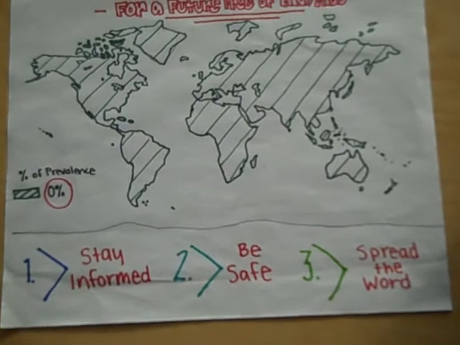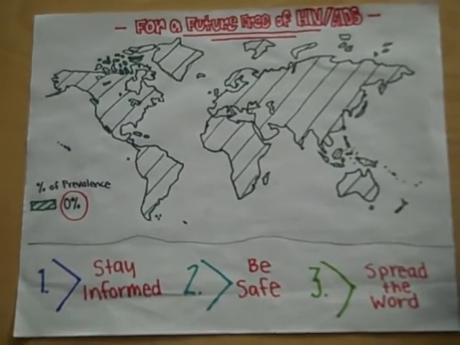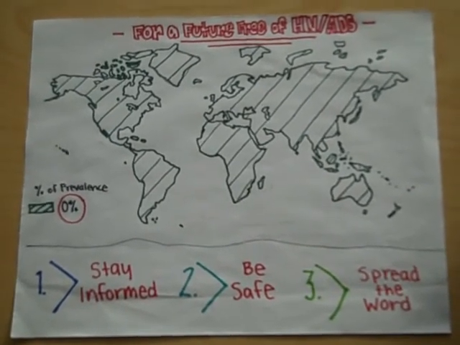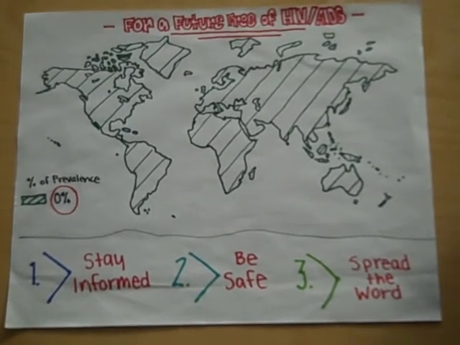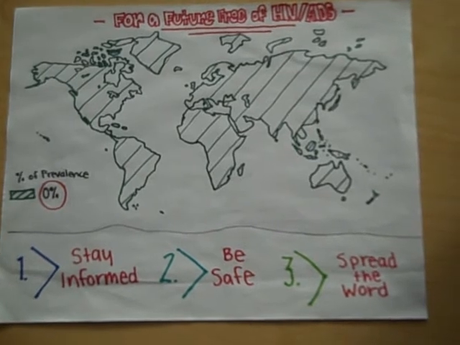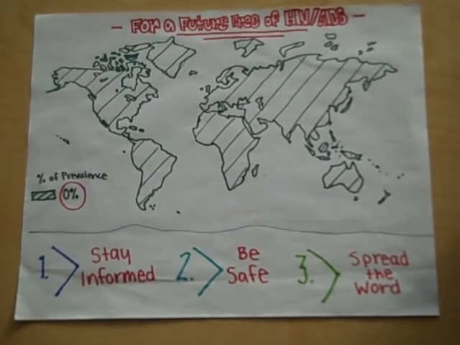And finally, stay tuned for this public service announcement. For a future free of AIDS, there are 3 things we all can do. 1. Stay informed about the disease, new research, treatments, and prevention. 2. Be safe. Transmission can be reduced if we practice safe behaviors such as safe sex and getting tested. And 3. Spread the word. Maintaining awareness is crucial in understanding the disease and keeping others informed as well.